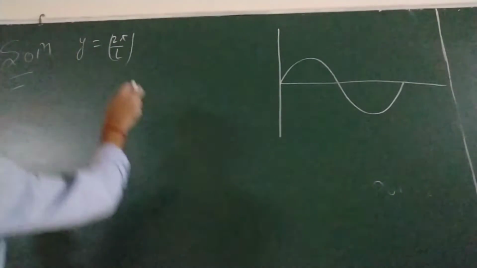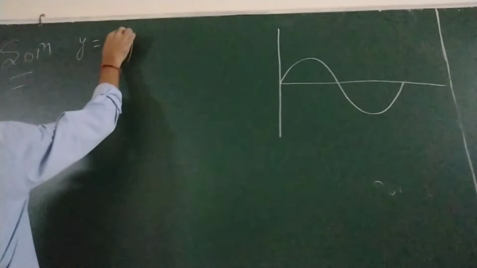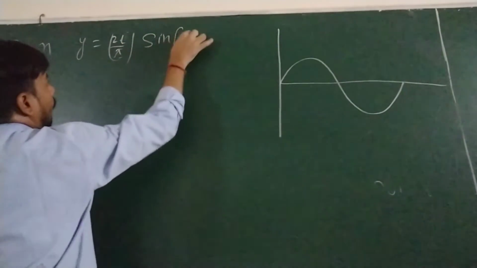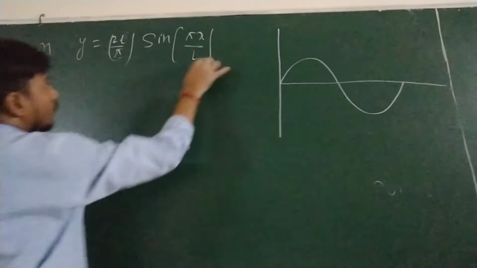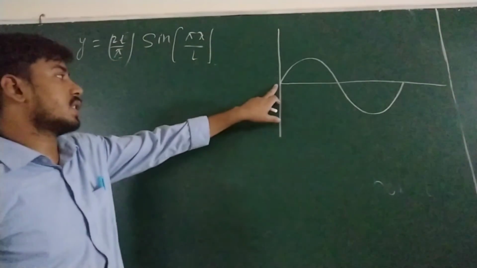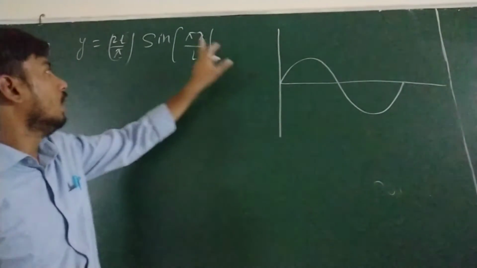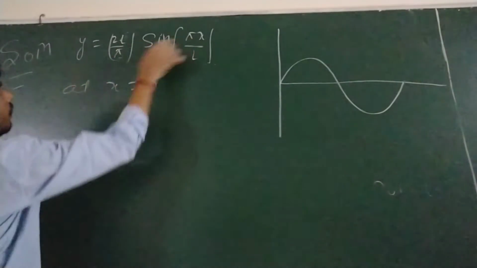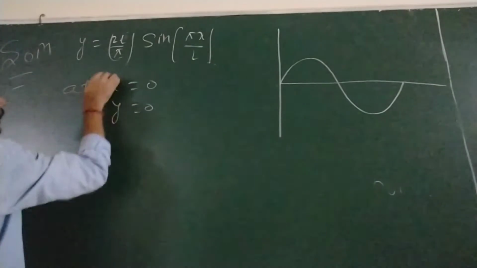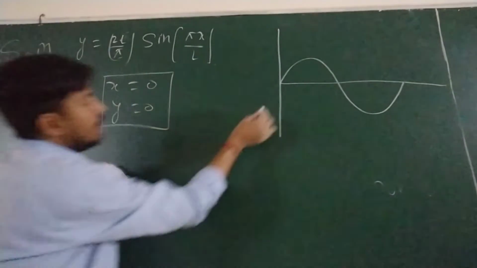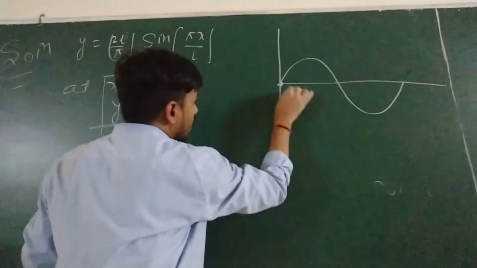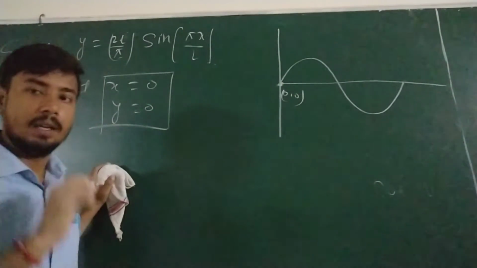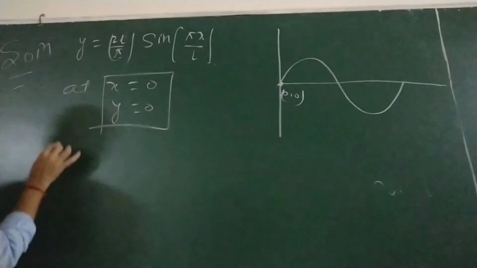2L by pi, given. And sine pi x by L, given. So put the value of x. If we put the value of x as 0, then y will also be 0. It means this reflecting surface will start from here, (0, 0). And what is the maximum value of x? L. So put here L.